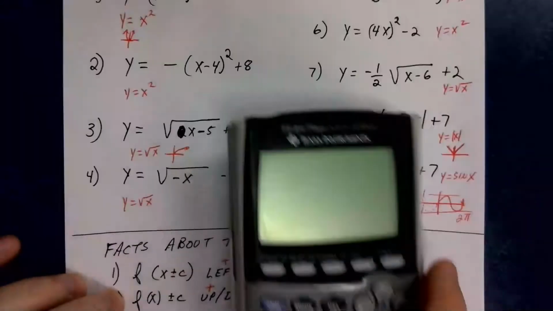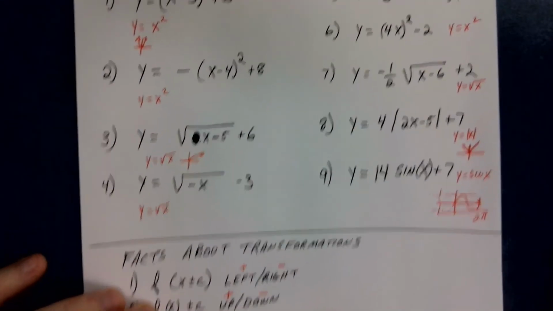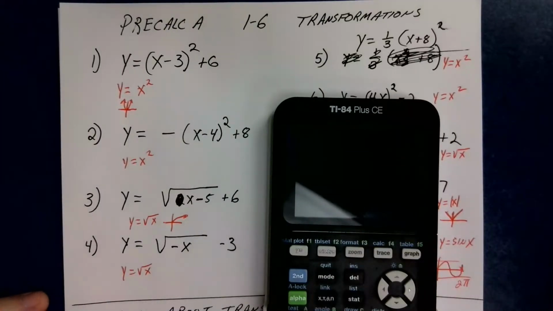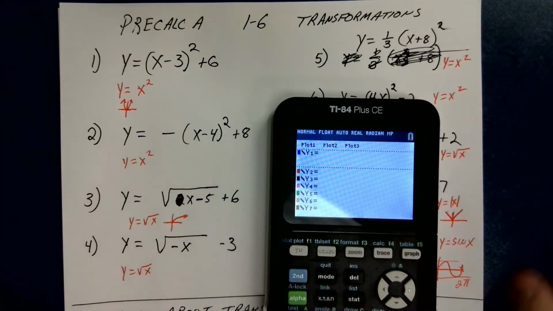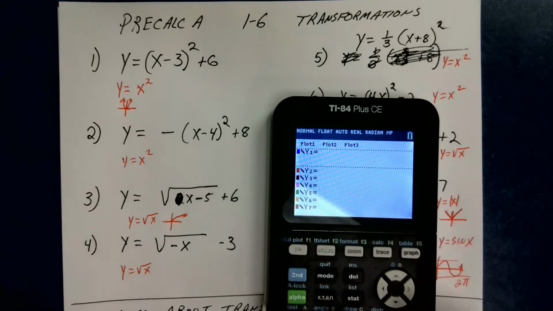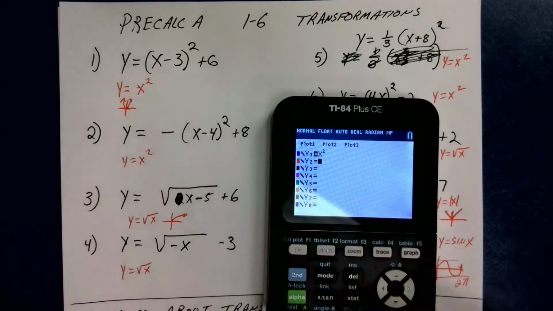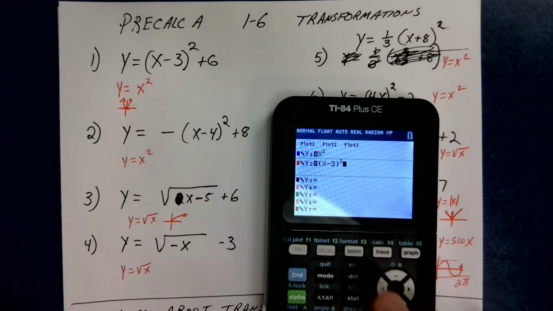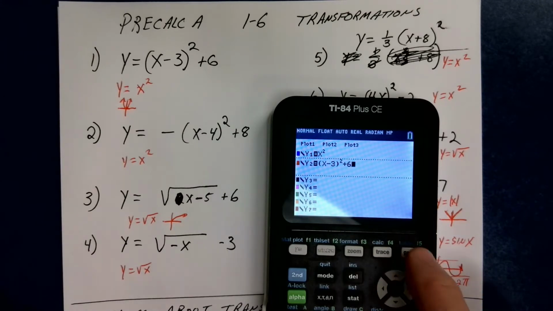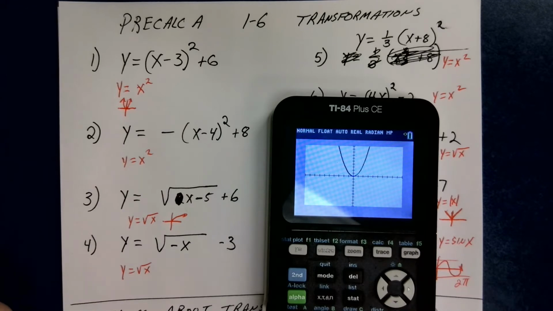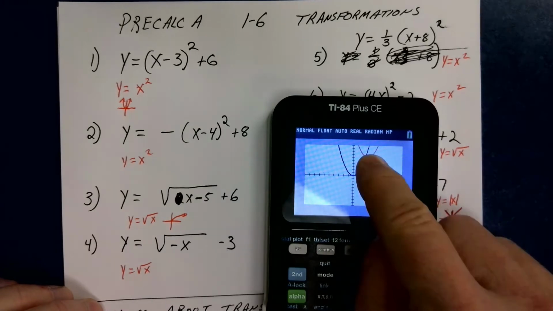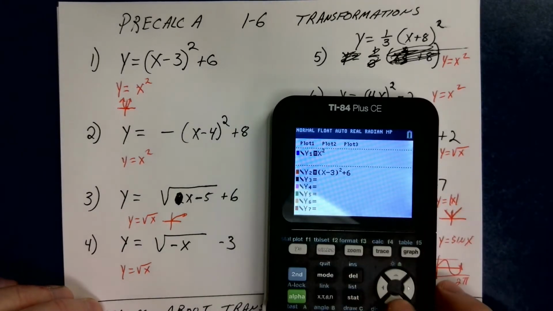So let's take a look at a couple of these just to see that what I've been saying is exactly what's going on. So let's do the first one. So y equals x squared. There's our generic one. And then y equals parentheses x minus 3 parentheses squared plus 6. Okay, so there's my graph of my first one, and then there's my graph of my second one. We said it was supposed to move 3 units to the right, 6 units up, and it does it. We're like, yay, that worked.